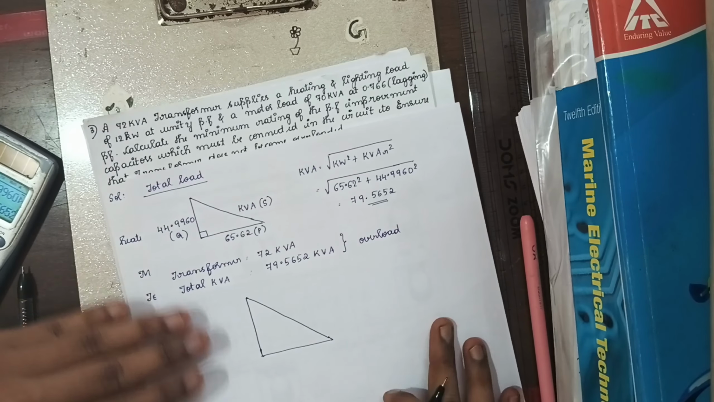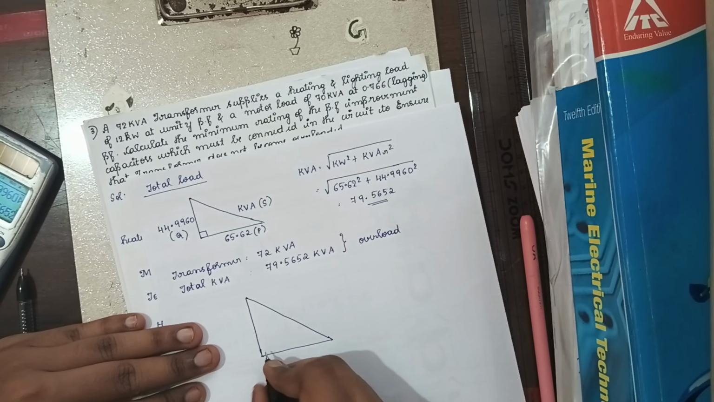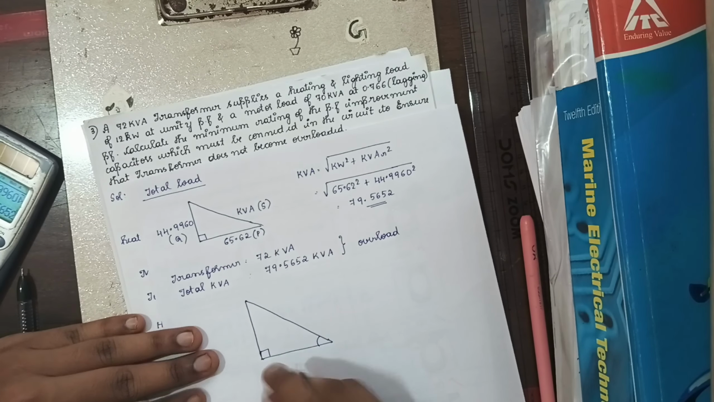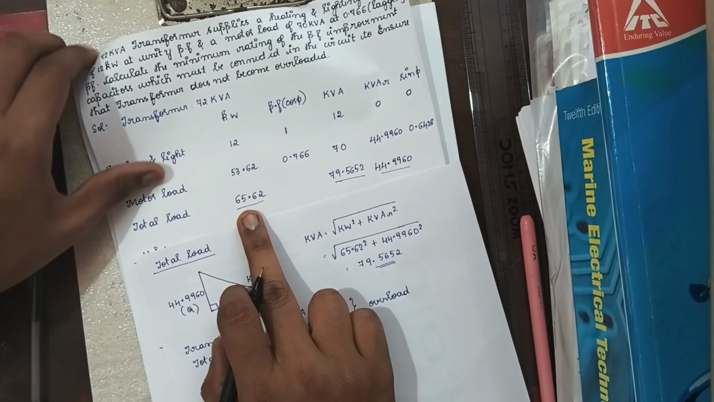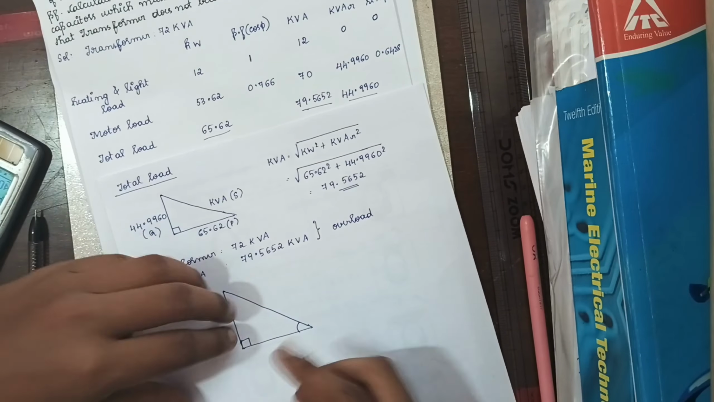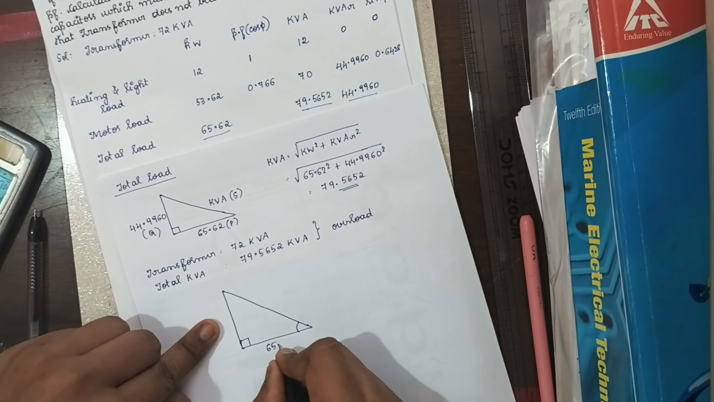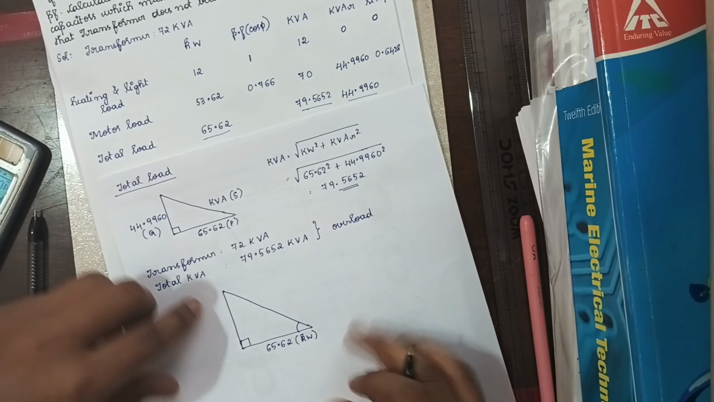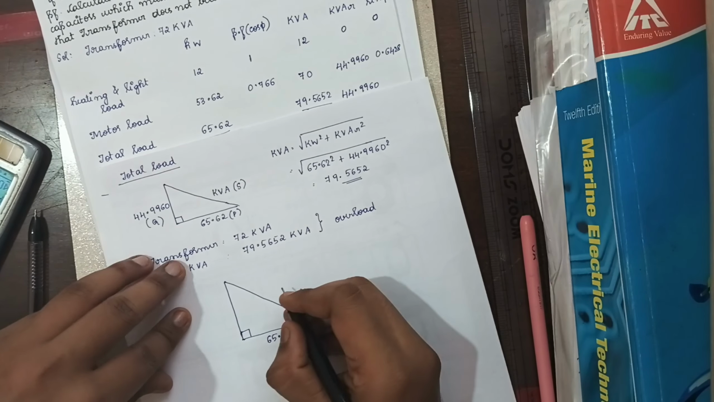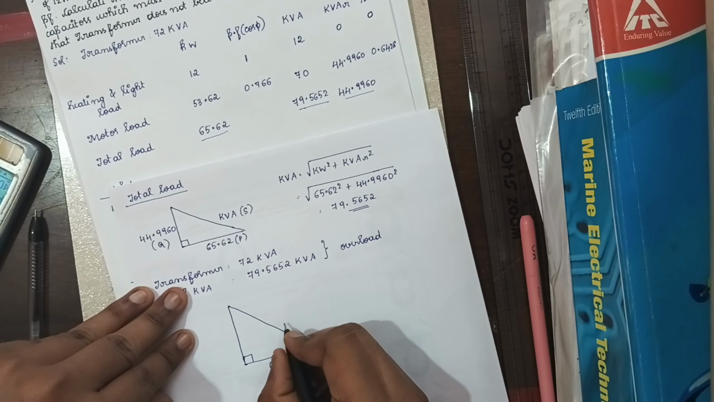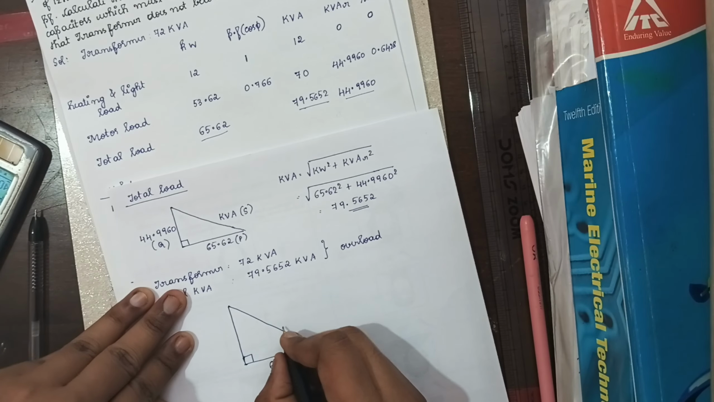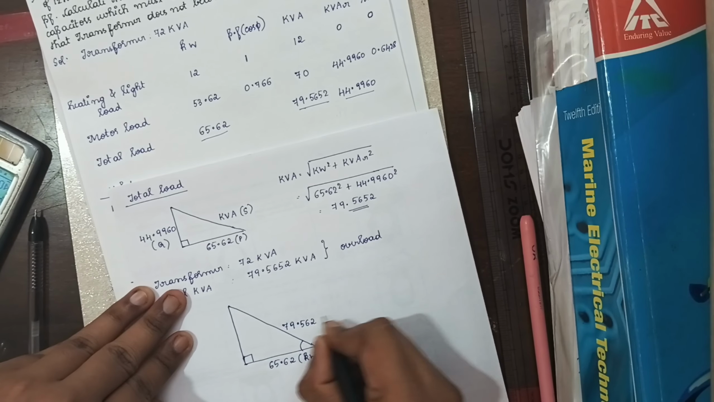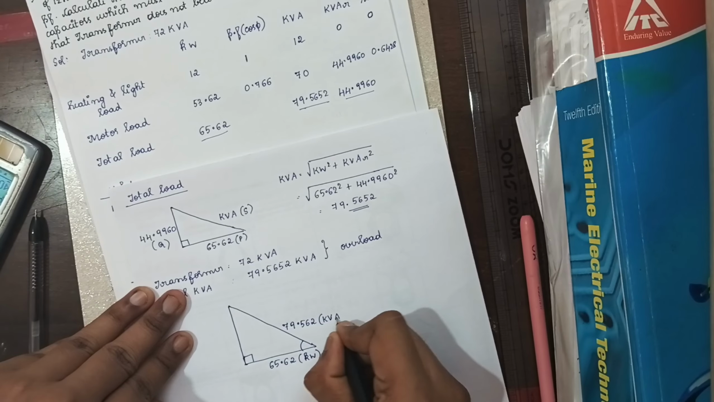Okay. This is a triangle. This is the right angle, this is the phi. So we know that the real total kilowatt is 65.62. So this will be 65.62. That is the total kilowatt. Next, what is kVA? kVA is none other than 79.562. This is the total kVA.